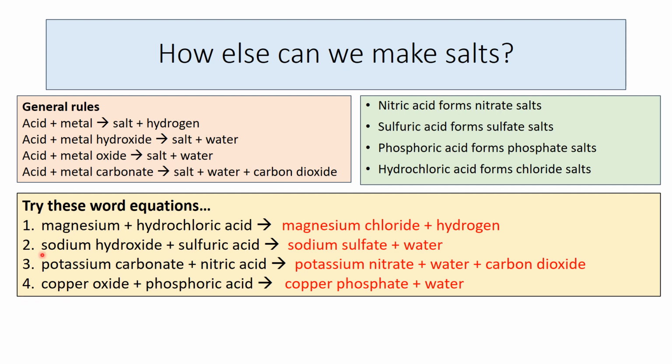And then lastly, this last example, in terms of the general rule, we have a metal oxide reacting with an acid. So we have copper oxide plus phosphoric acid, the salt is copper phosphate and water. Remember, whatever you have on the left hand side in terms of elements must appear on the right hand side. All we're doing is rearranging those elements. We can't destroy or create matter, we can only change it into a different form.